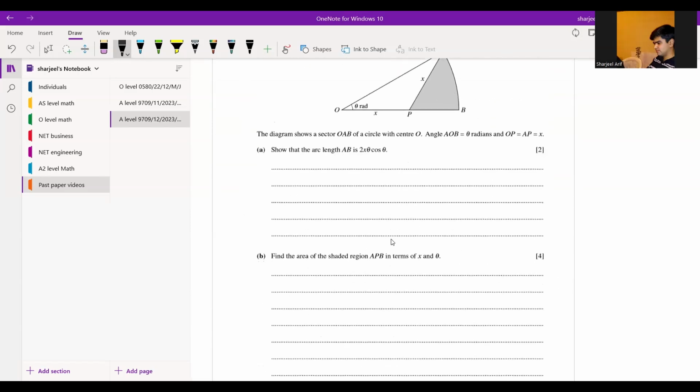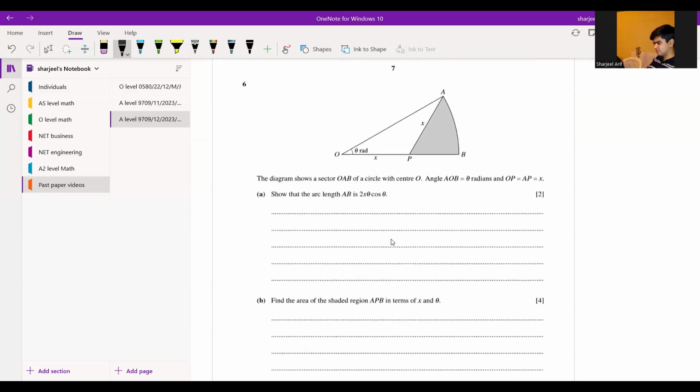Okay. Now for question number 6. The diagram shows a sector OAB with center O. Angle AOB is theta, and OP and AP are equal to x. So this means it's an isosceles triangle. We will get this angle equal to theta, and this will be equal to pi minus 2 theta.